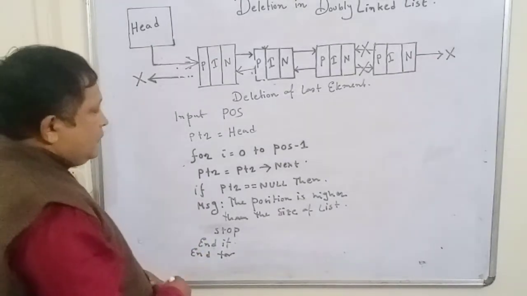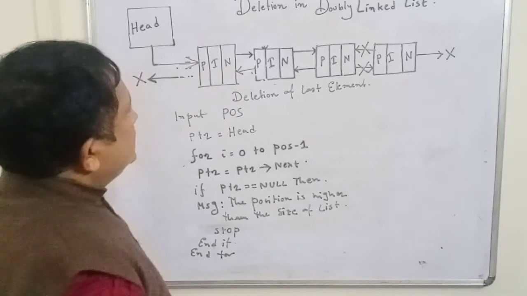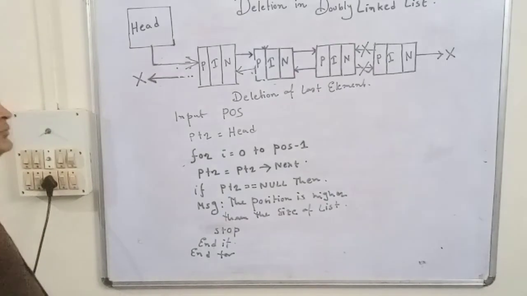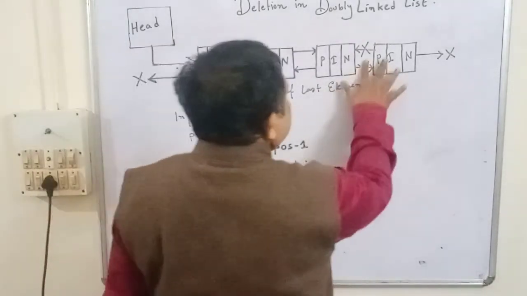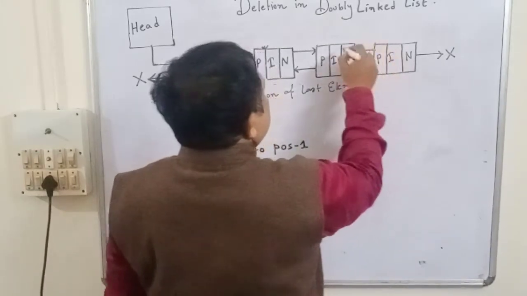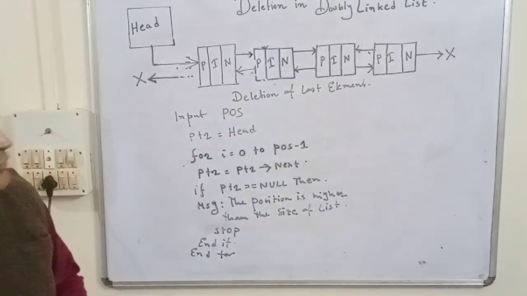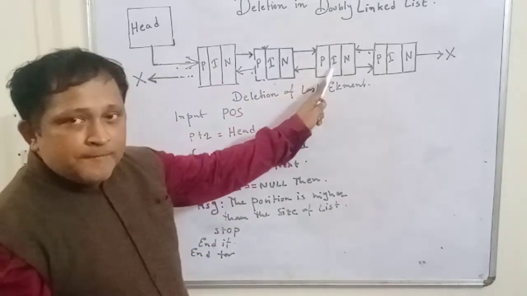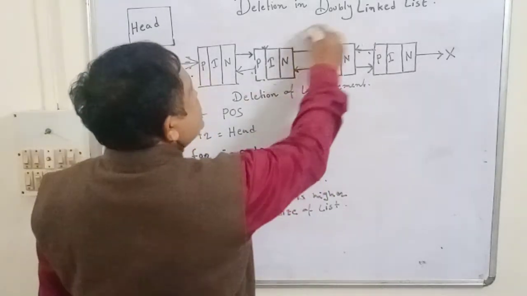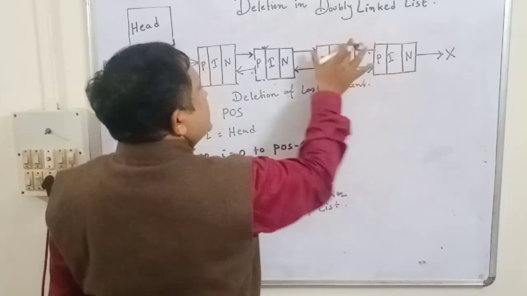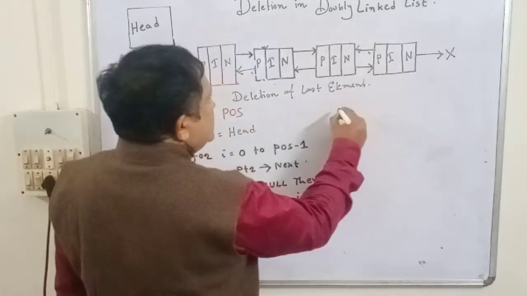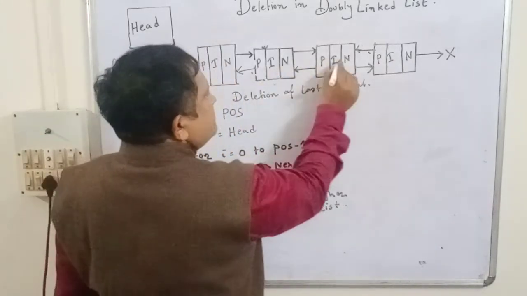After that, we have reached a particular node. Suppose we have this connectivity, and we want the third node to be deleted. So this is PTR, now after the end of the loop. What we have to do is establish this connection and this connection, and delete this one. So we have to declare two pointers, PTR prev and PTR next.